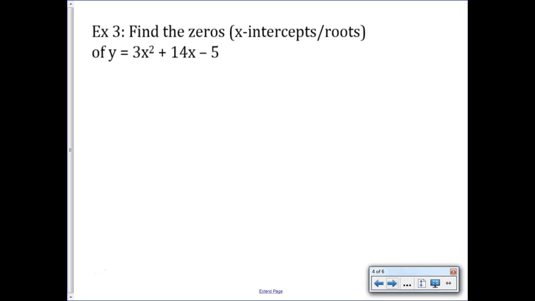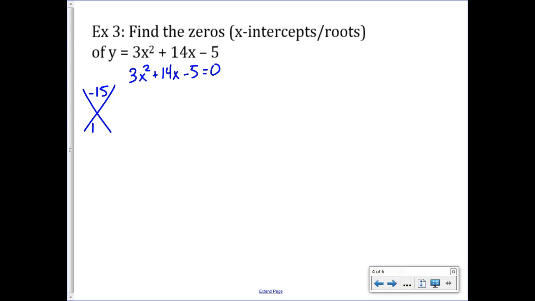All right, find the zeros, the x-intercepts, the roots. So as we solve this one, it says y equals. That's the only difference. It's telling you find the zeros. We're still going to solve it in the same way. We want to know where 3x squared plus 14x minus 5 is equal to 0. So first we're going to do 3 times negative 5, which is negative 15.